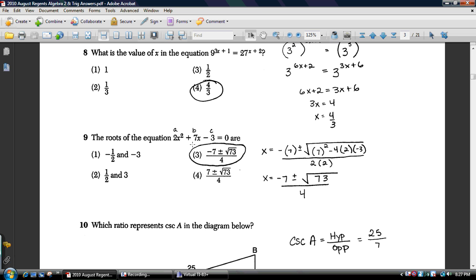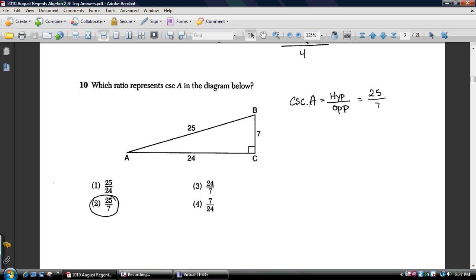This quantity is A, this quantity is B, and this quantity is C, and plug it in. Remember, the quadratic formula is x equals negative b plus or minus the square root of b squared minus 4ac, all over 2a. Reduce this, 73, pick your answer. That's it.